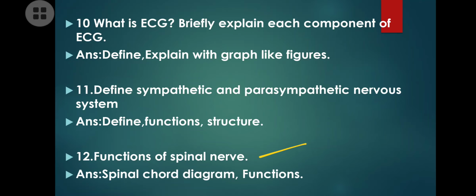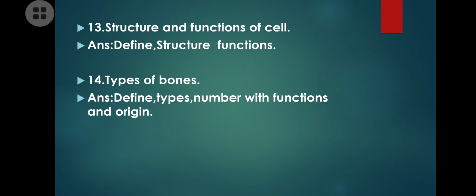Functions of the spinal nerve or spinal cord: first you draw the diagram of the spinal cord, then write its functions. Then structure and function of the cell: define the cell, then write the structure, then go for the function of that cell. Then bones and types of bones: define what bones are, then write the types. The bone numbers, the total numbers, and also functions and origin are very important.